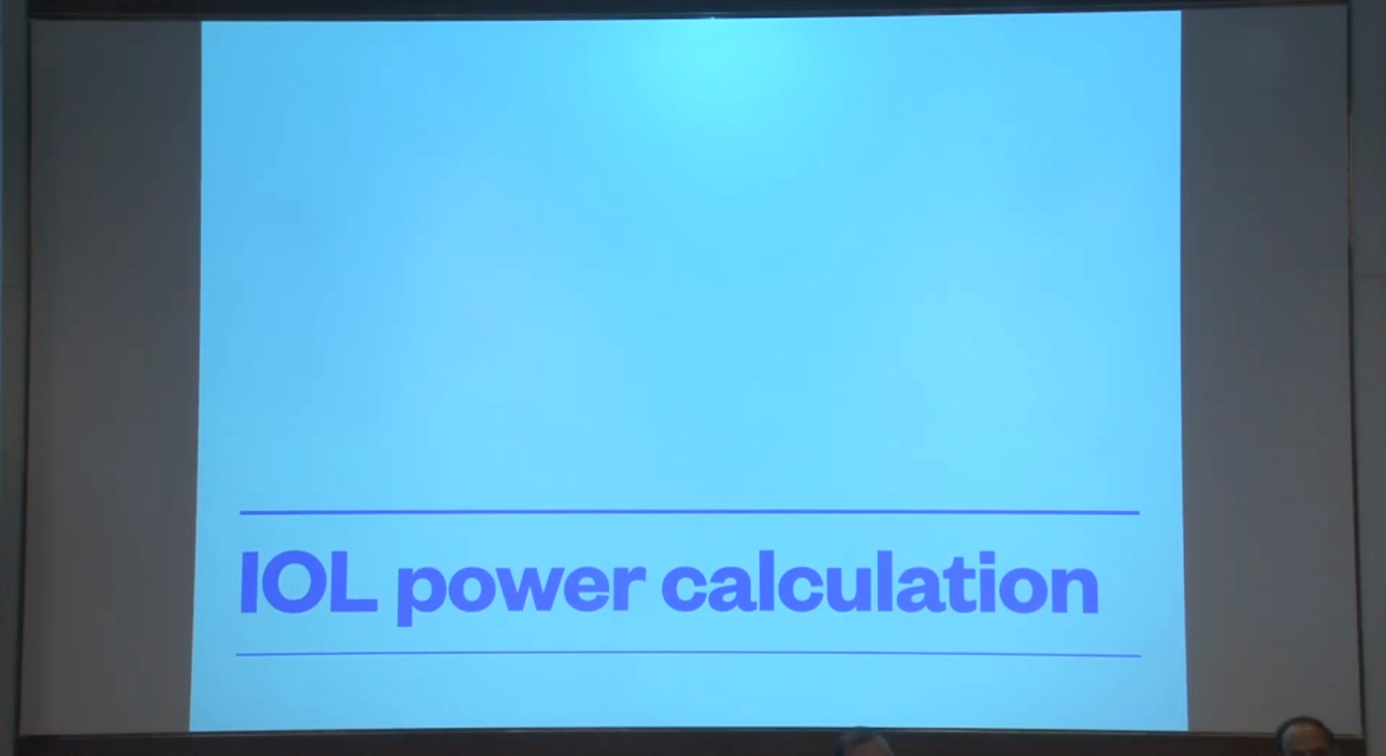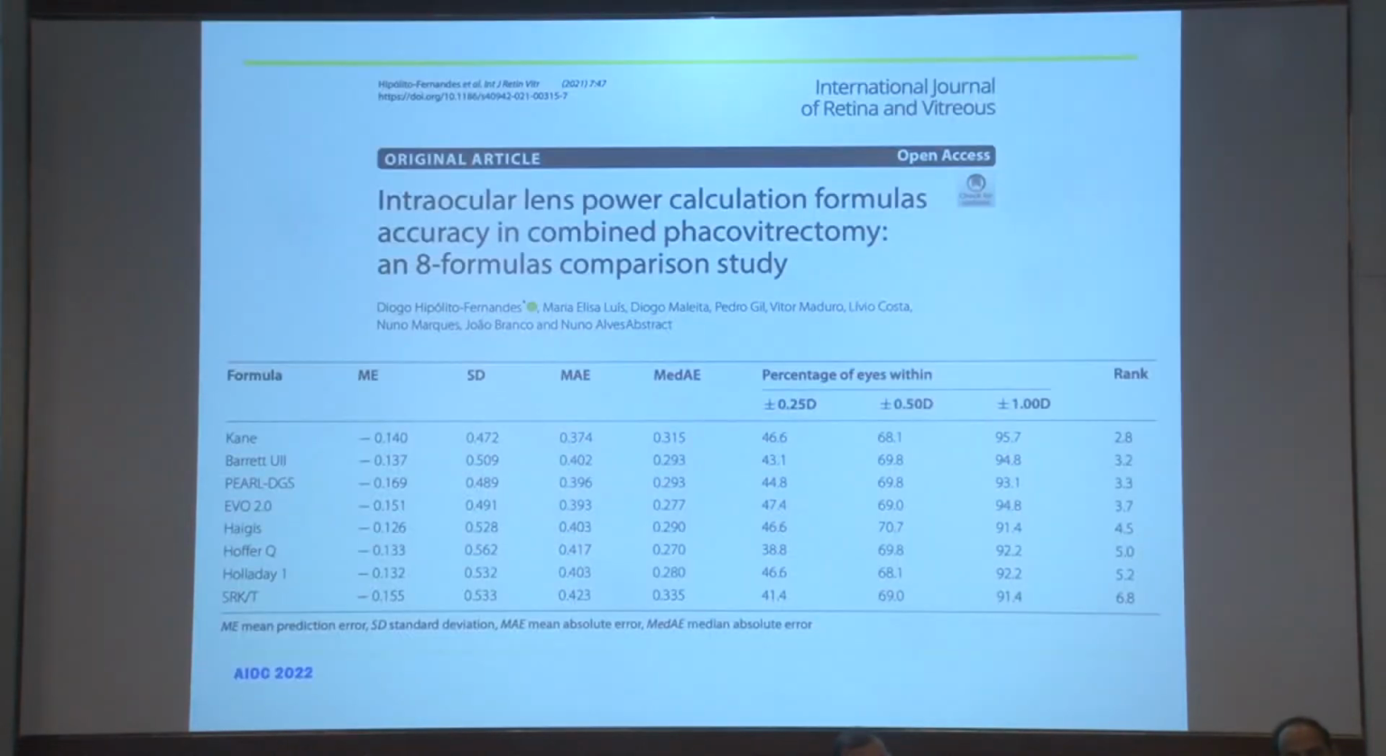Talking briefly about IOL power calculation in such situations. This was an article which studied 8 formulas in combined phacovitrectomy, and it showed that, as you can see on the top, the Kane and the Barrett Universal 2 fared better than the others, albeit by a slight margin.